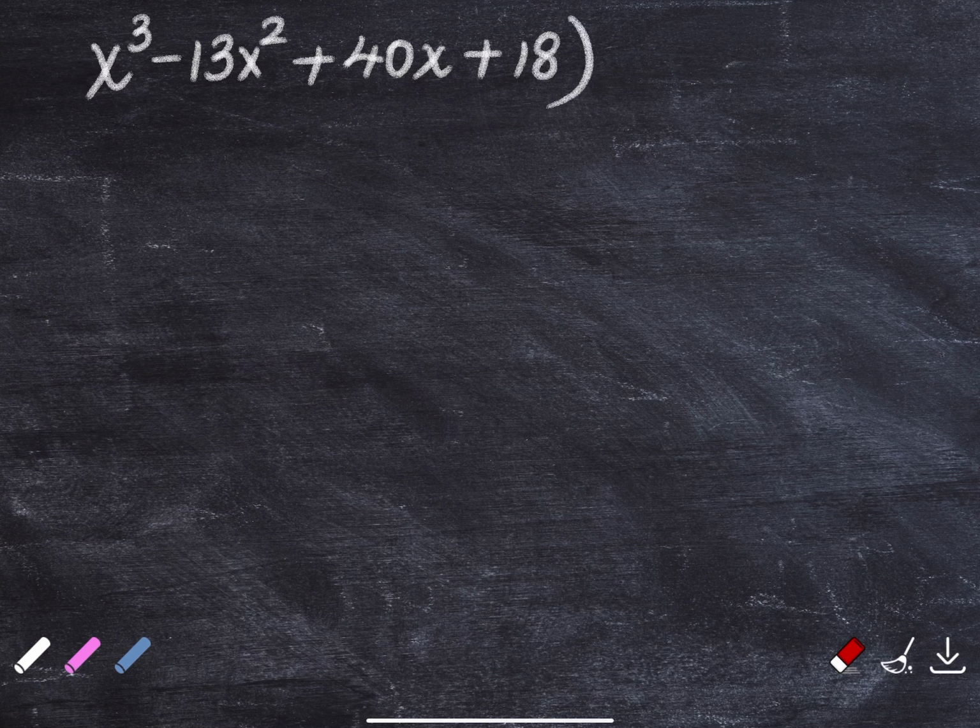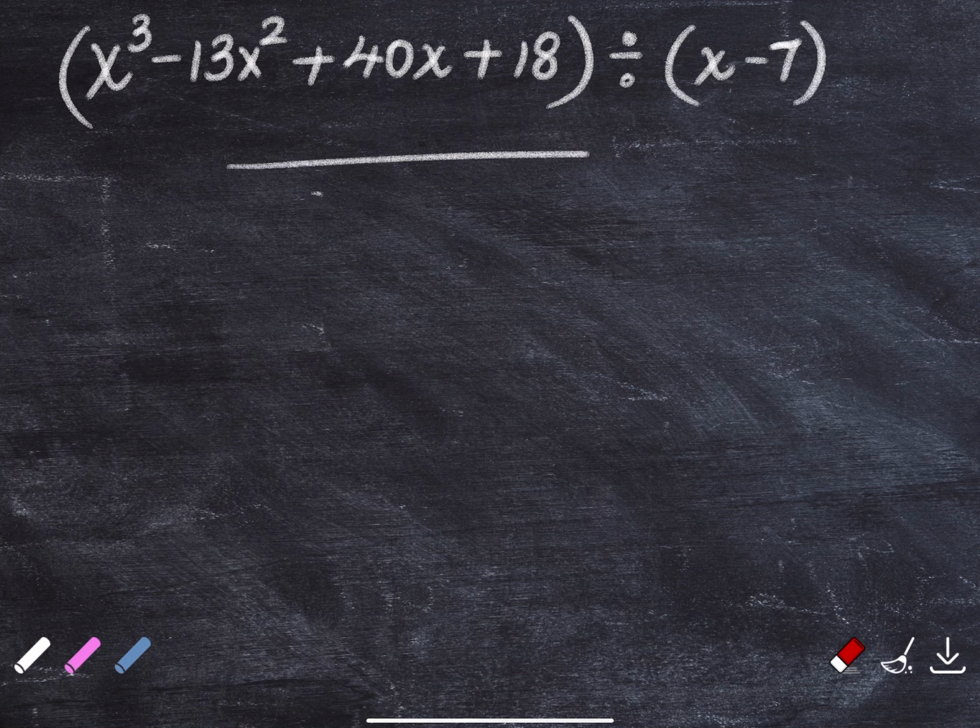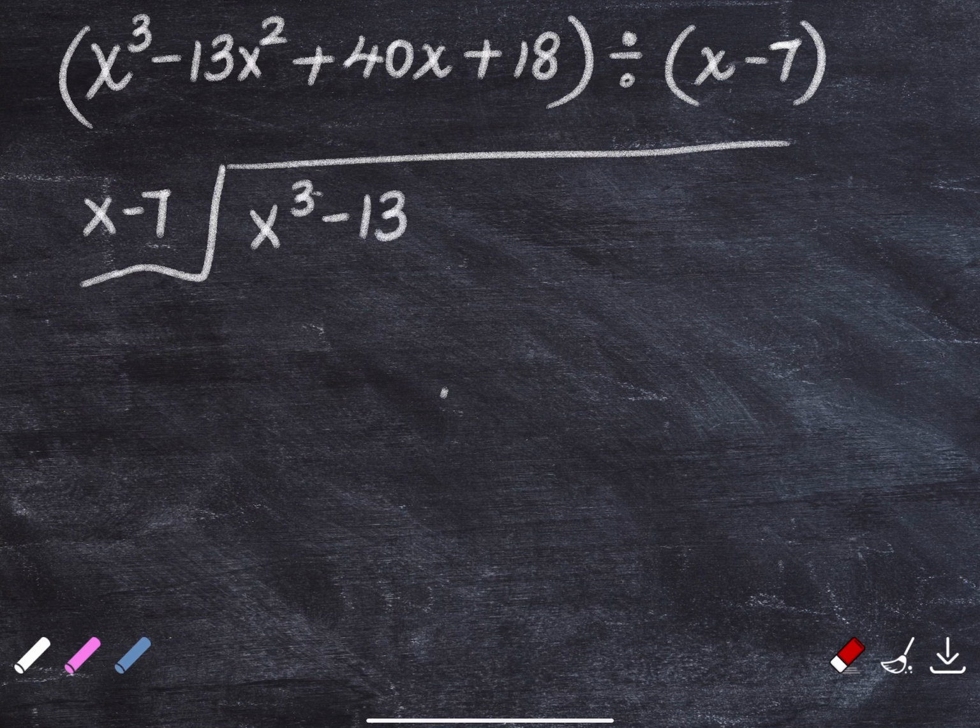Now on the next page, I'm going to give you a question which you are going to solve on your own. The question is x cubed minus 13x squared plus 40x plus 18 divided by x minus 7. So remember, you are going to set up your question like this. Your second polynomial, that is after the division symbol, comes over here in this section, and the first polynomial will go inside the division sign. So use the same method.